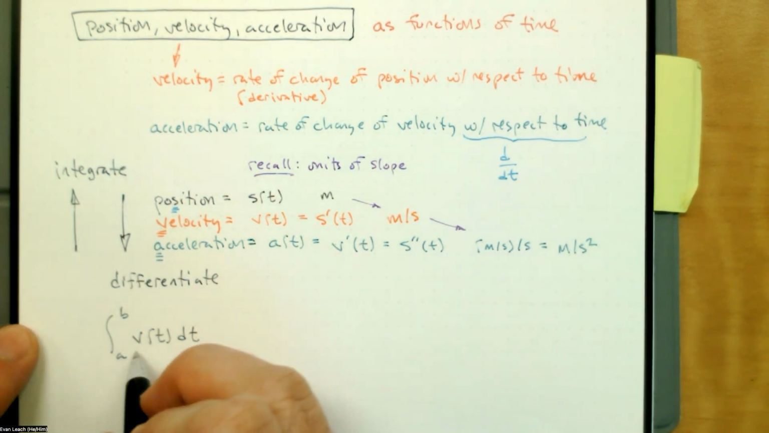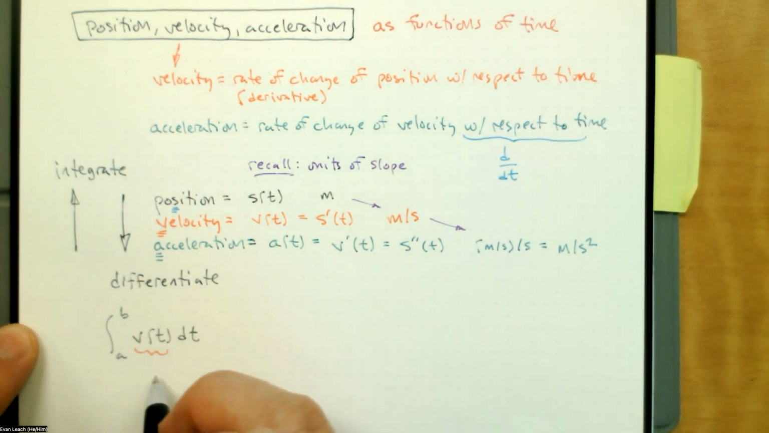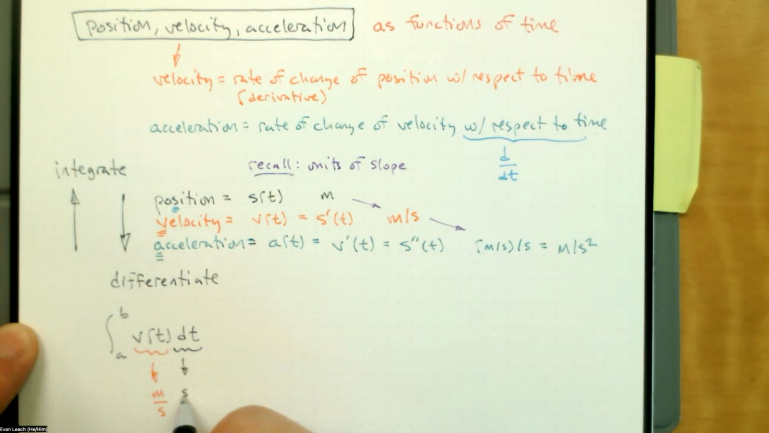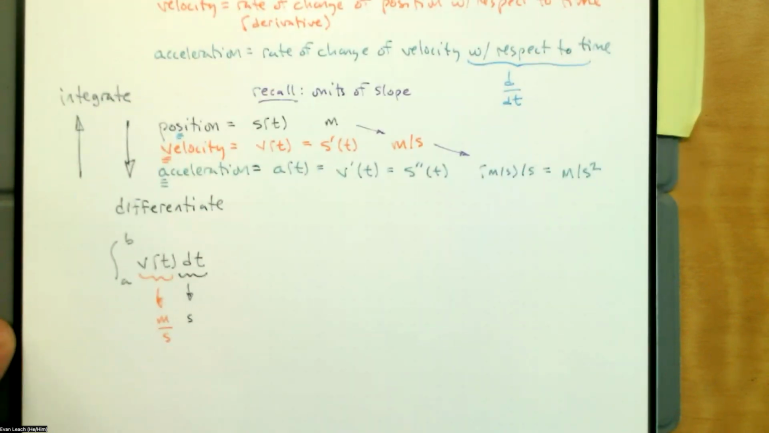Because the units of velocity are meters per second. And the units of dt are the units of time, and those are in seconds. And so if we simplify meters per second times seconds, distance is equal to rate times time, the seconds cancel out and we get units of distance.